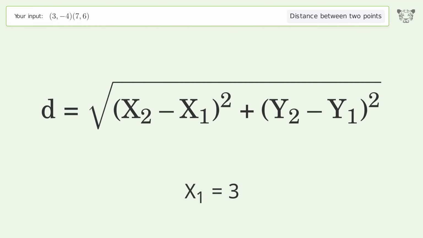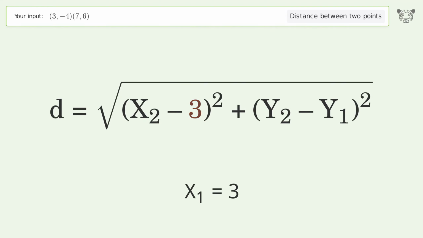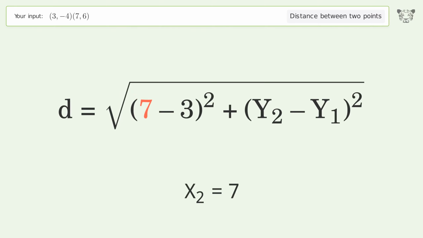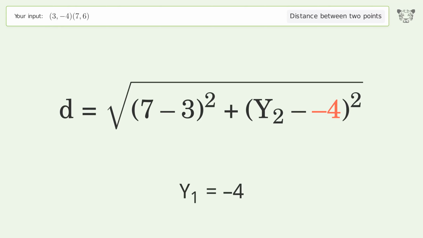x1 equals 3. x2 equals 7. y1 equals -4. y2 equals 6.